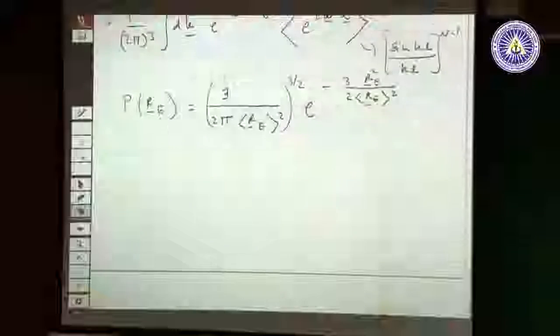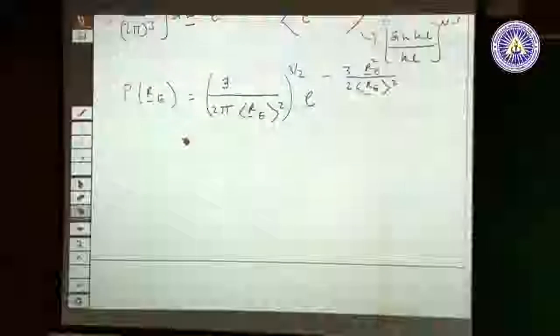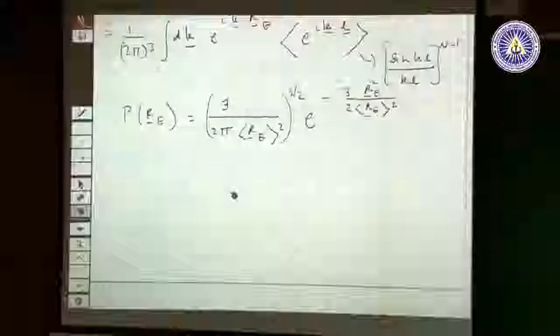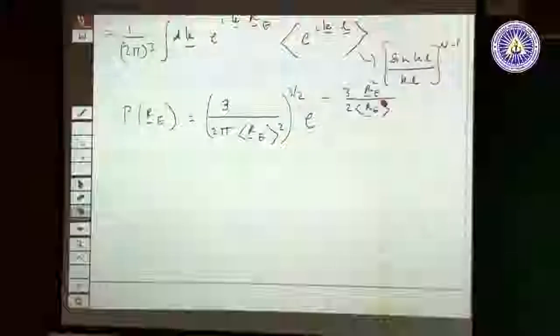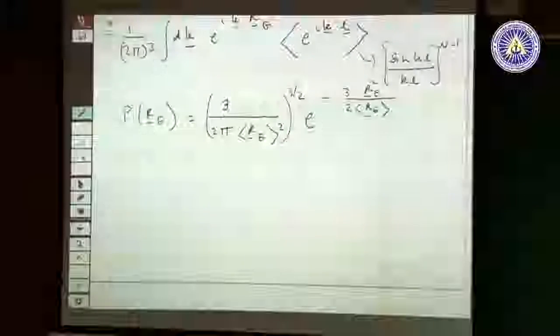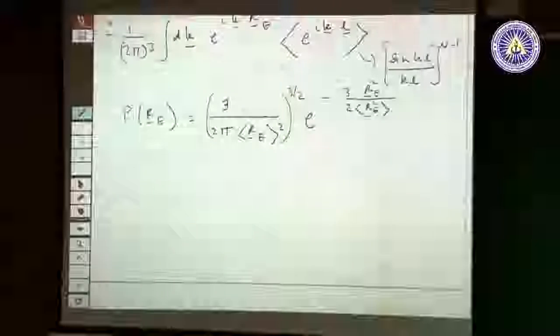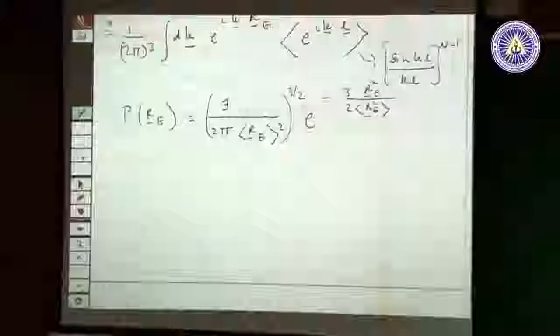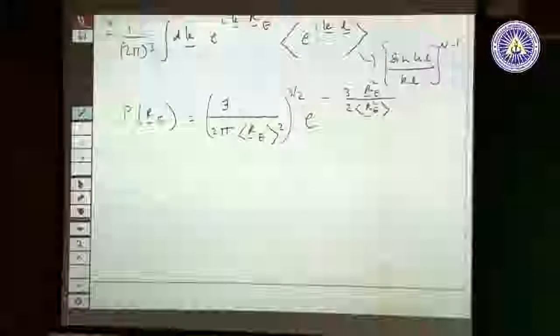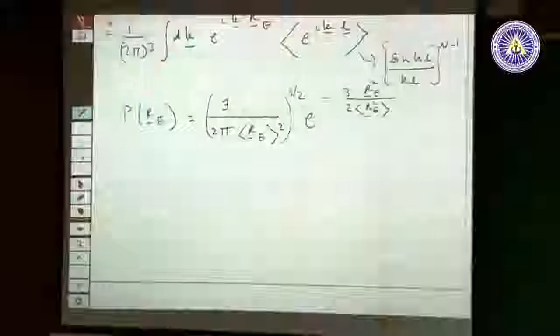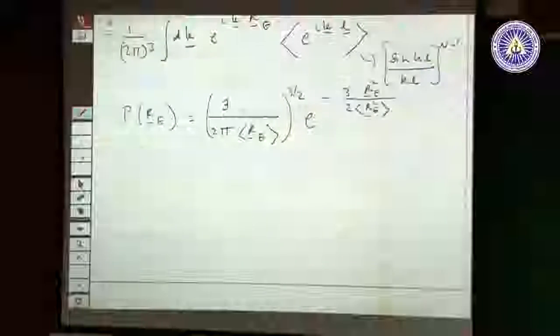Now where am I? Yes, you're right. Sorry. Thank you. Okay. This is the end-to-end vector from bead 1. Yeah, I am consistent in my errors.